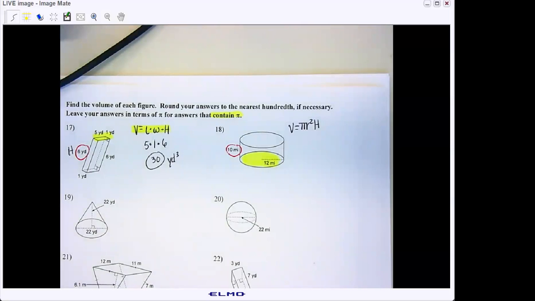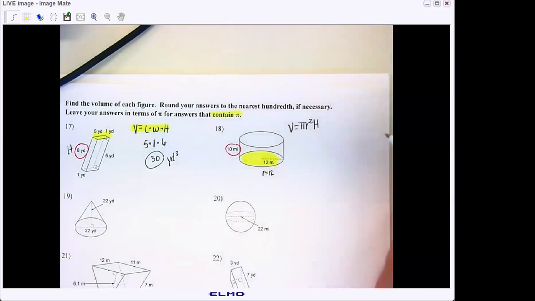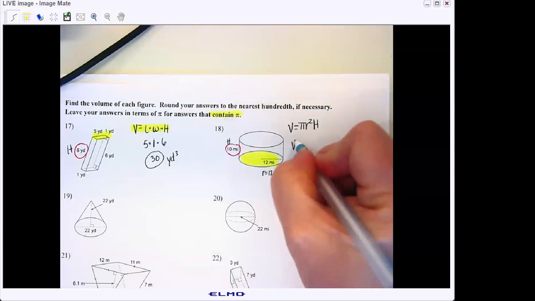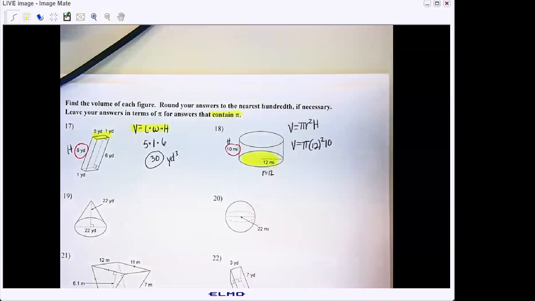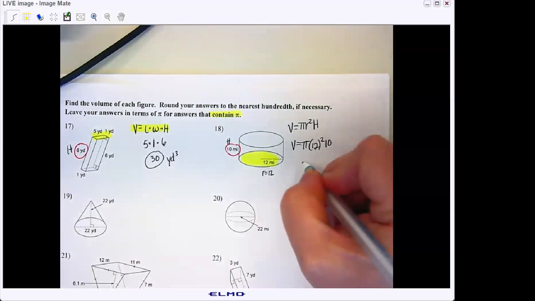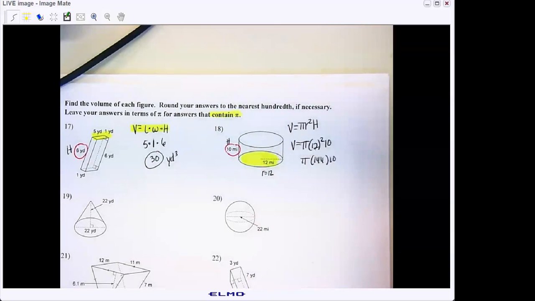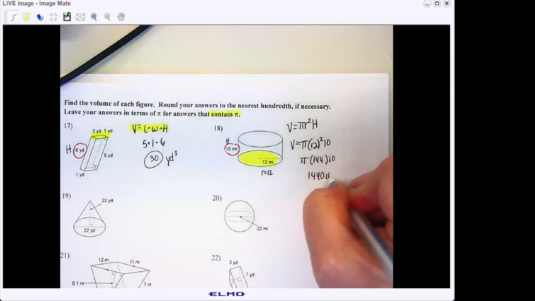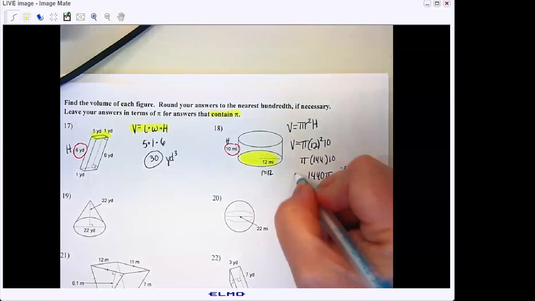Okay, good. So my R equals 12. My H equals 10, and I plug it in. Pi 12 squared times 10. So 12 squared is 144 times 10. So you get 1440 pi miles cubed.